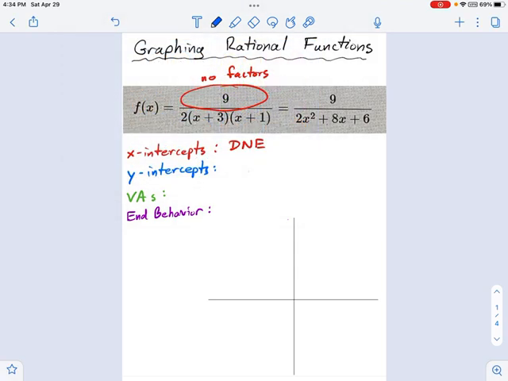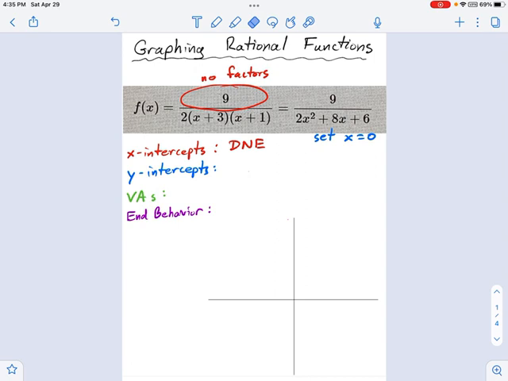If I set x equal to 0, that's how you find the y-intercept. Because at x equals 0, look on this line I'm drawing right here. Somewhere on this line, x equals 0, is where the function crosses the y-axis. This is how you find it.